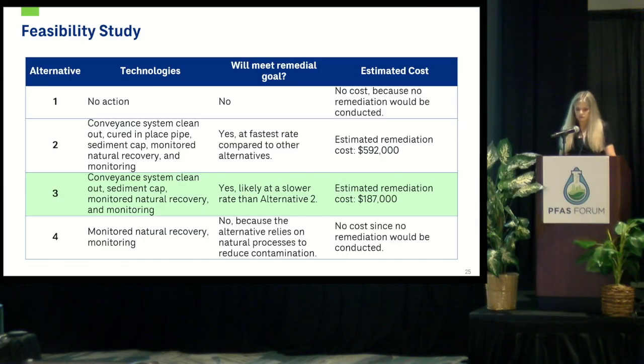Alternative 1 was no action and served as the baseline. Alternative 2 included clean out of the conveyance system, cured in place pipe to seal the concrete piping, installation of a sediment cap, monitored natural attenuation, and ongoing monitoring. This was the most expensive option at approximately $600,000. Alternative 3 was similar, but excluded the cured in place piping, which significantly reduced costs to approximately $185,000. Alternative 4 consists of monitored natural recovery and monitoring only. After discussions with stakeholders, Alternative 3 was selected for implementation.